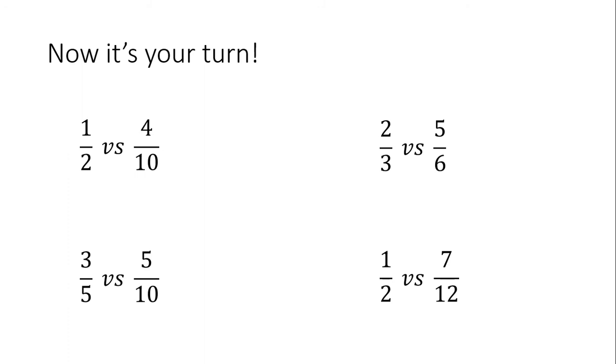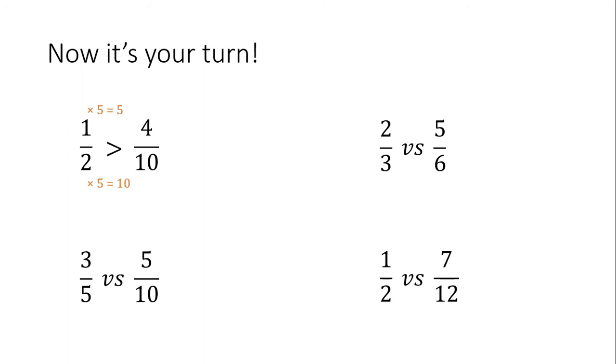Let's check your answers, starting in the top left-hand corner. 1/2 versus 4/10. Well, I guess the question is, how can you turn 2 into 10? You'd multiply it by 5. And since we multiply the denominator by 5, we have to multiply the numerator by 5. 1 times 5 is 5. So 1/2 is the same as 5/10. And 5/10 is more than 4/10, so 1/2 is more than 4/10 as well.